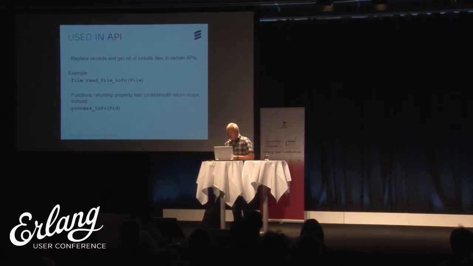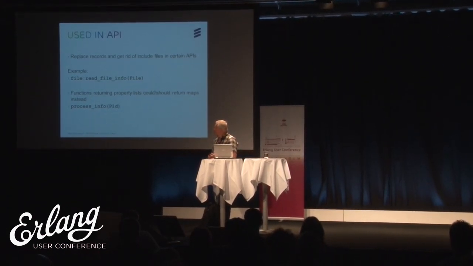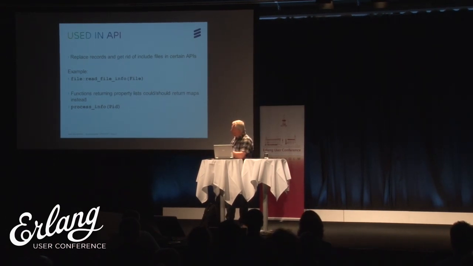Another use case is, of course, what I already mentioned: file read file info, or similar, when you return structured data. You could use a map as a return value. And process info is also, that one is actually returning what you could call a property list today, with key value pairs in a list. It would be perfect for a map instead.